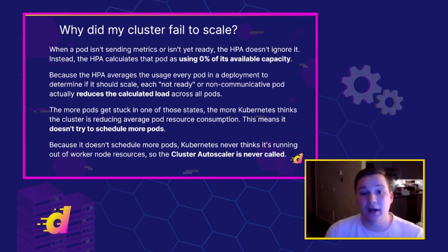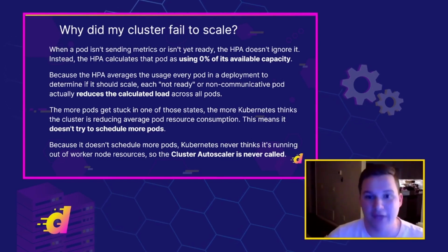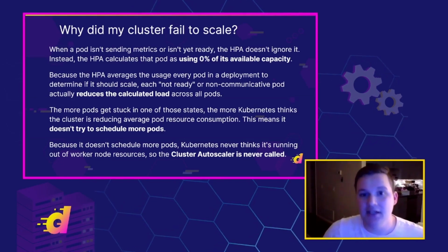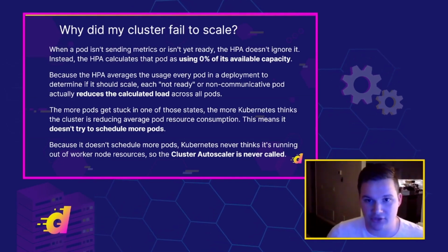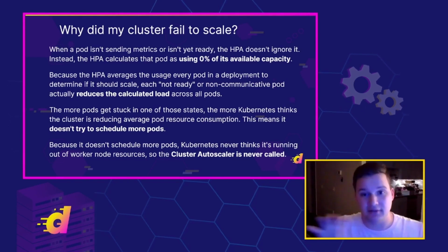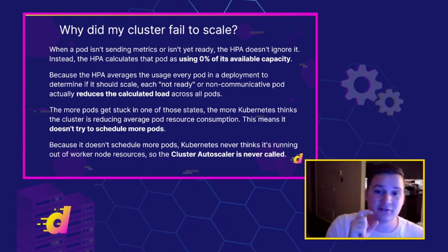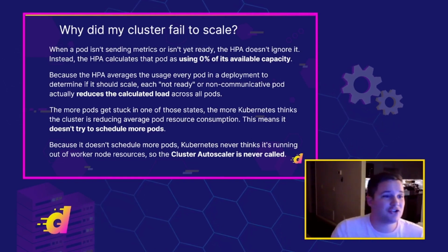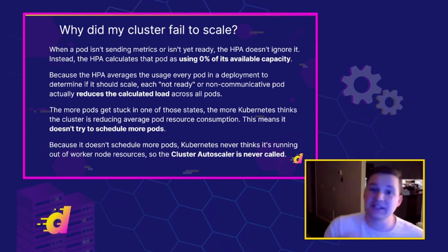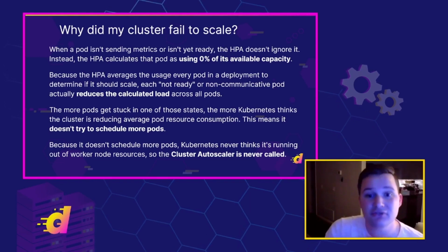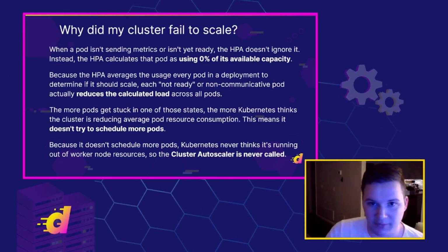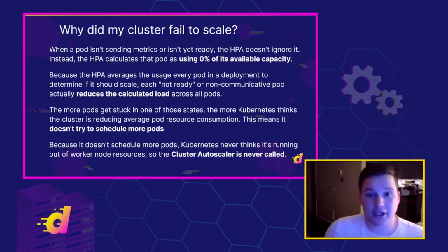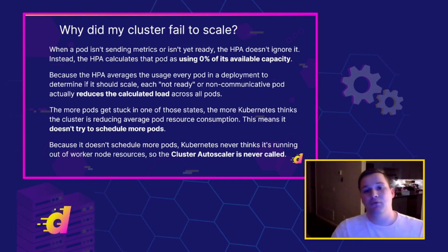So, if a pod isn't sending metrics or isn't yet ready to send metrics, the horizontal pod autoscaler does not ignore that pod in its calculations, right? Remember, it's looking at cluster metrics and looking at average metrics across the fleet. The horizontal pod autoscaler does not ignore that new pod. It actually adds it into its calculations, but the HPA says, hey, it's not stood up yet, so it's using 0% of its available capacity, right? The problem with that is we're working on average metrics here.